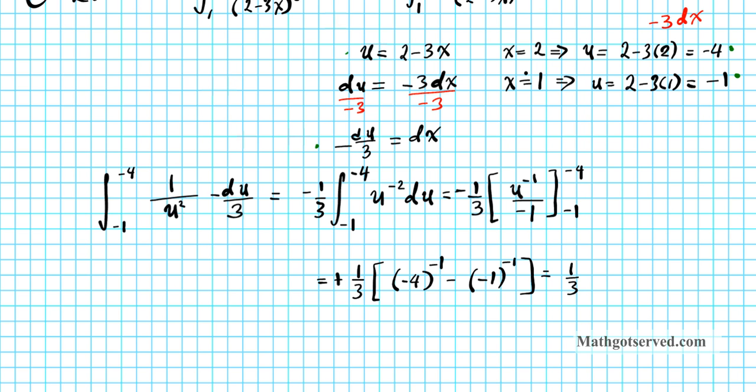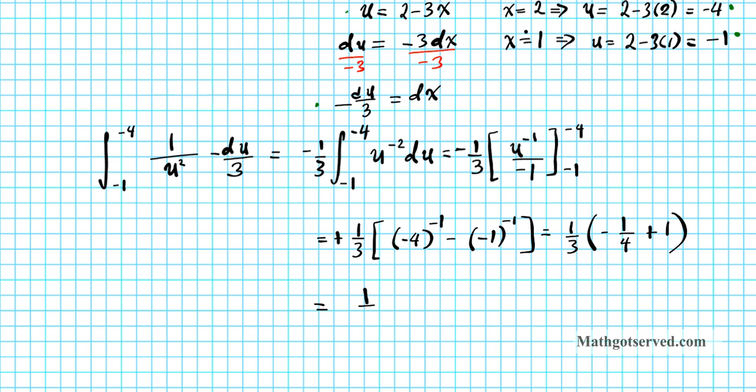We'll have 1/3 times, we find the reciprocal property of exponents. This is -1/4. And then this becomes -1, times this 1 becomes +1. All right. Okay, so now we have 1/3 times negative 1 over 4 plus, if you find the LCD, put this over 1 times 4, top and bottom, 4 over 4, equals 1/3 times 3 over 4, and then you multiply, and your final answer is 1/4. Okay, so that's that.